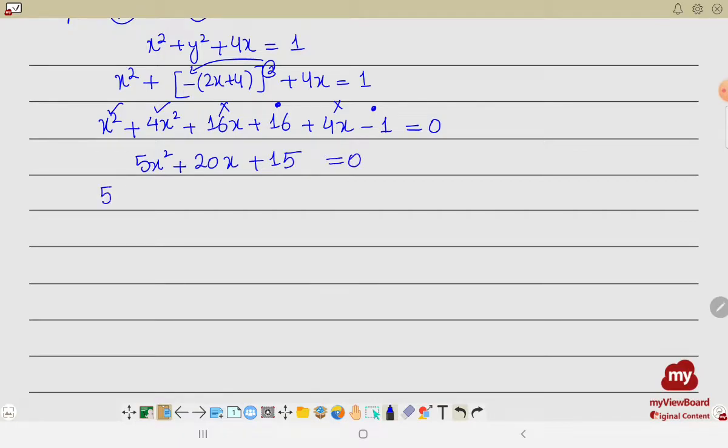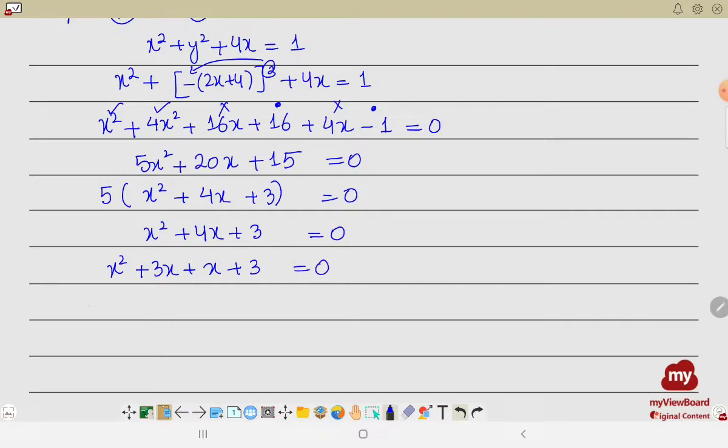You can take 5 as common, and from here you can write x square plus 4x plus 3 equals 0. So now we are going to break down the middle term so that we can easily find out the values of x. So x square plus 3x plus x plus 3 equals 0. From both of these pairs, we can take x as common, and then we can take 1 as common. And from here we have x plus 3 and x plus 1 equals 0. So these are two factors. We'll equate each of these factors to 0.